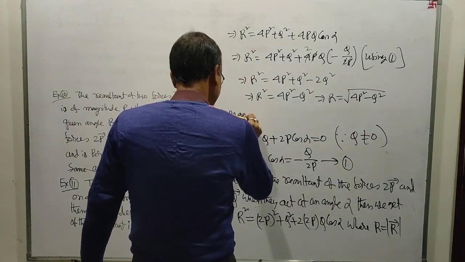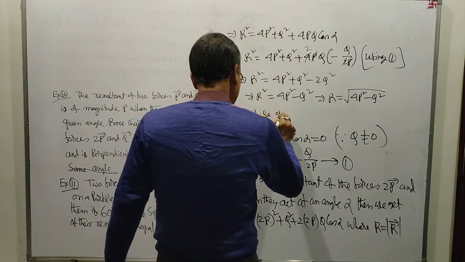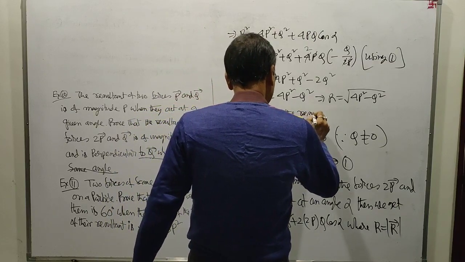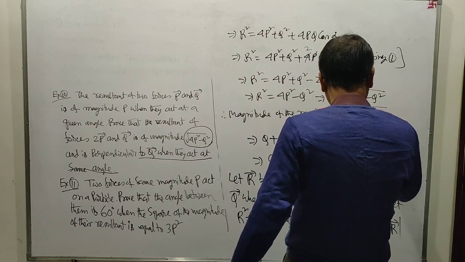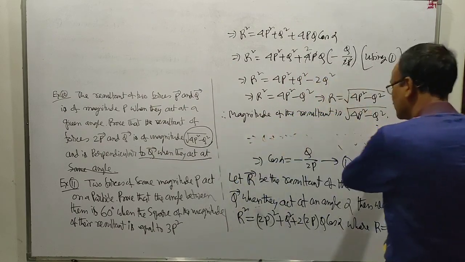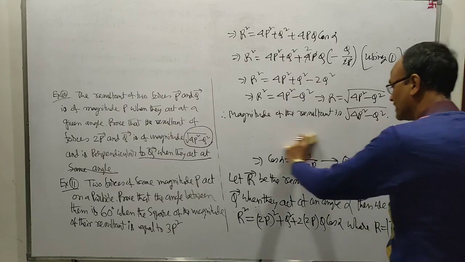Therefore, the magnitude of the resultant is root of 4P square minus Q square.